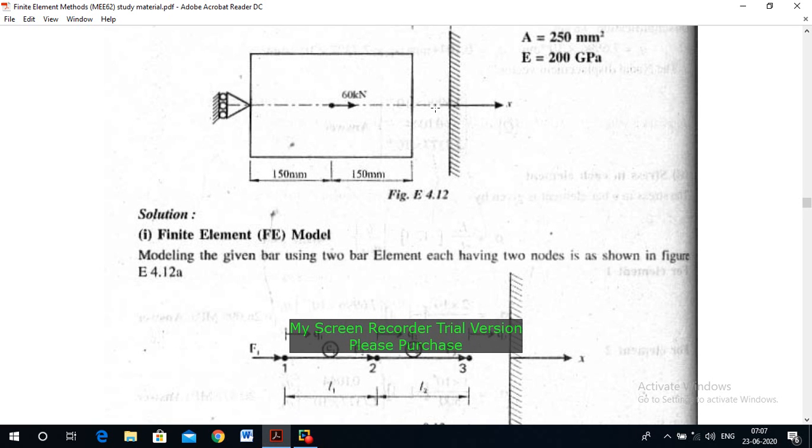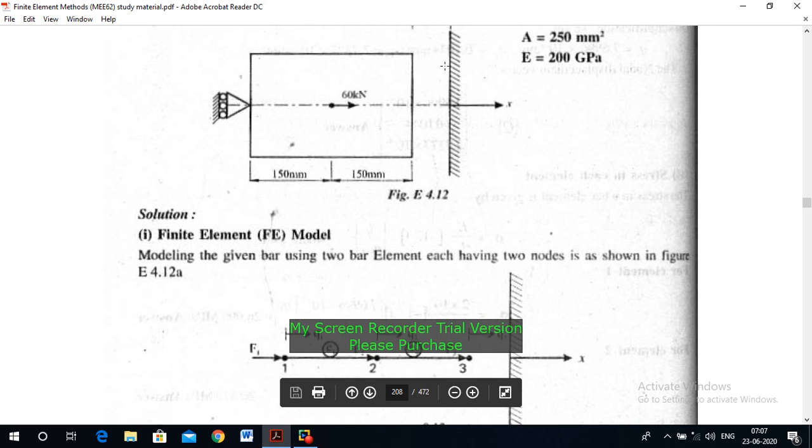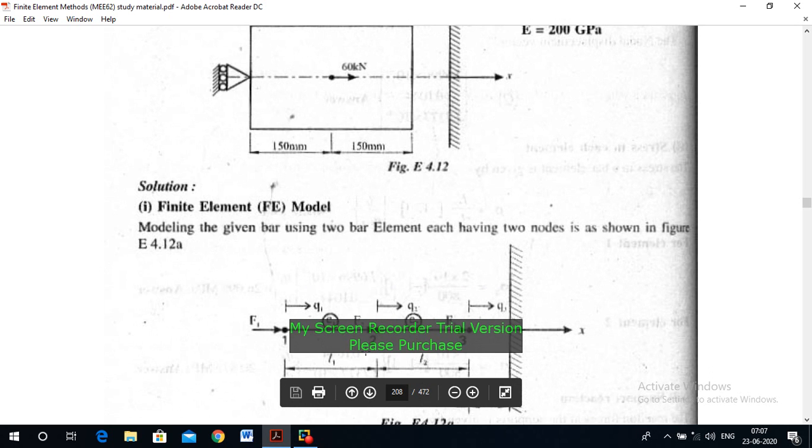See, here the first step is the finite element model. First you have to discretize this bar into 1D bar elements. After discretization, the bar consists of two elements, element 1 and element 2. Element 1 consists of two nodes, node 1 and node 2, and element 2 consists of node 2 and node 3.